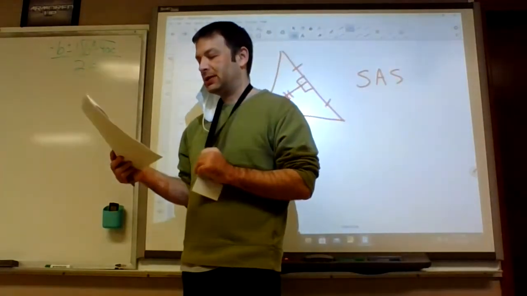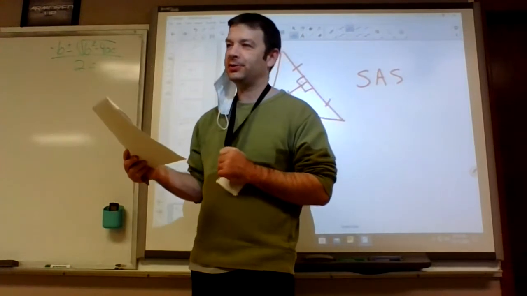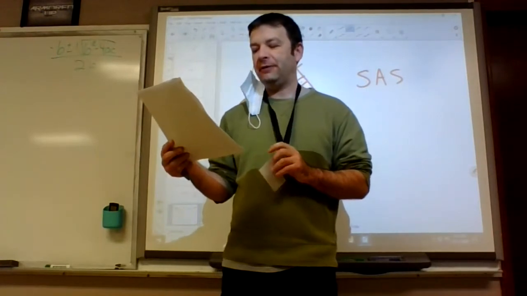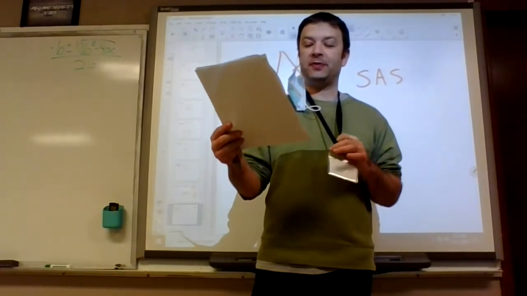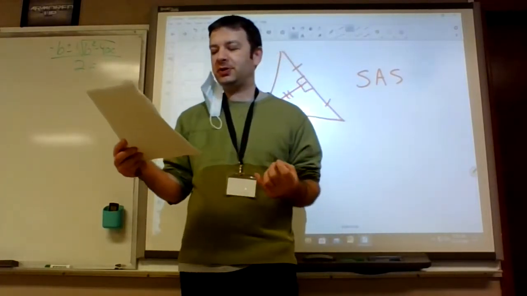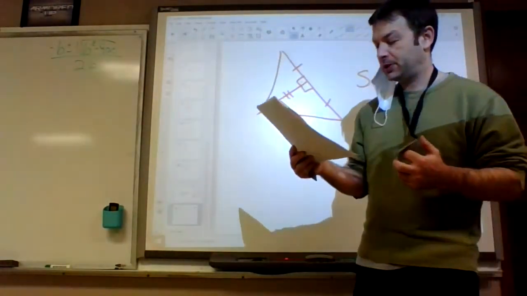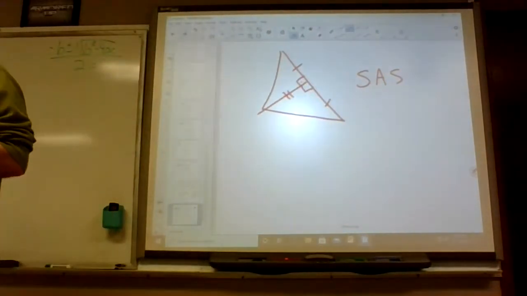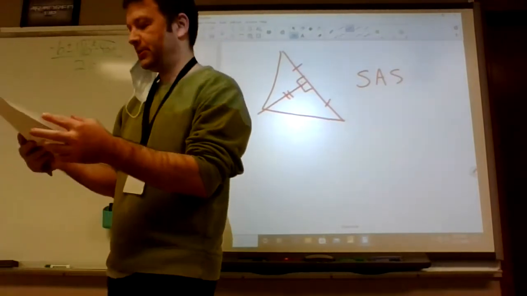6, you don't know. 7. What do you guys think? It's a trick question. Can't tell, okay? If you only look at the first triangle, it looks like side, angle, side. But if you look at the second triangle, it looks like side, side, angle. They do have an angle in common, they do have 2 sides in common, but they're not in the right order. So 7 is a don't know, basically. 8, side, angle, side. 9, don't know. 10, side, angle, side.